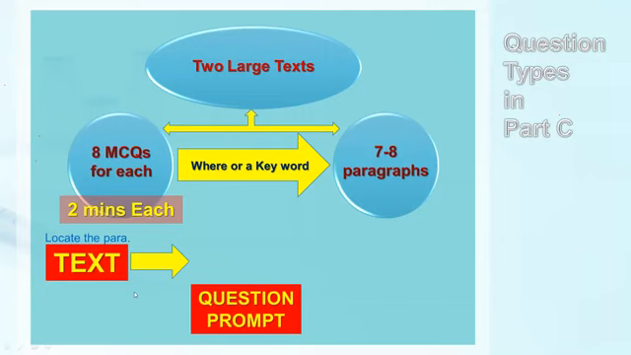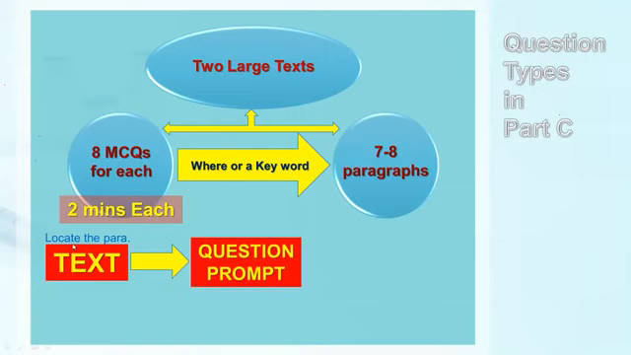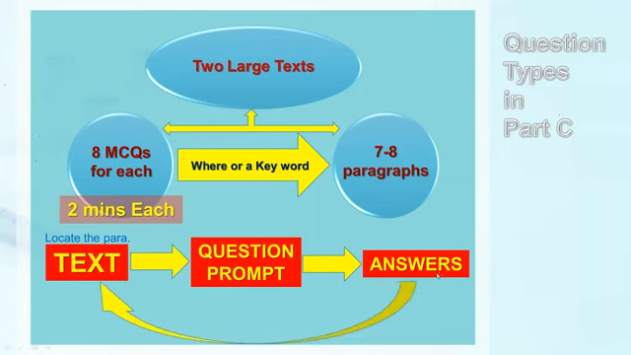So the sequence is to read the question prompt to locate the paragraph, and after that read the text of this paragraph and go again to the question prompt, and after that choose your correct answer. Again, you read the question prompt just to locate the paragraph, then read this paragraph, and after that go again, read the question prompt, and lastly choose your correct answer.